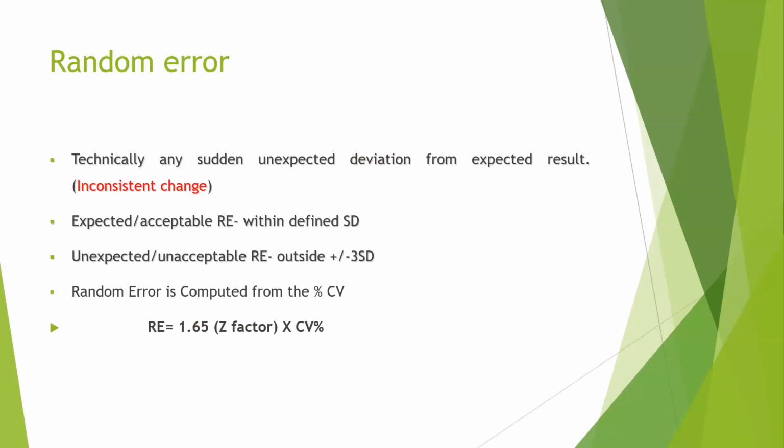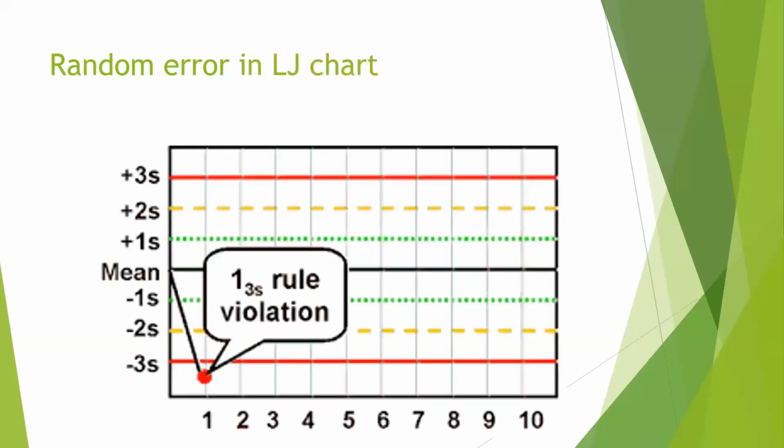A random error happens. Suddenly any unexpected deviation is happening from the expected result. It's an inconsistent change, right? Expected or acceptable random error is within the defined standard deviations, but typically unexpected or unacceptable random error is plus minus 3 standard deviations. Random error is computed from the CV percentage as 1.65, which is the factor into CV, that gives you a numerical assessment of the random error. Now, a random error LJ chart, very common. A 1-3S rule violation is a classic example of a random error happening in our day-to-day QC program.